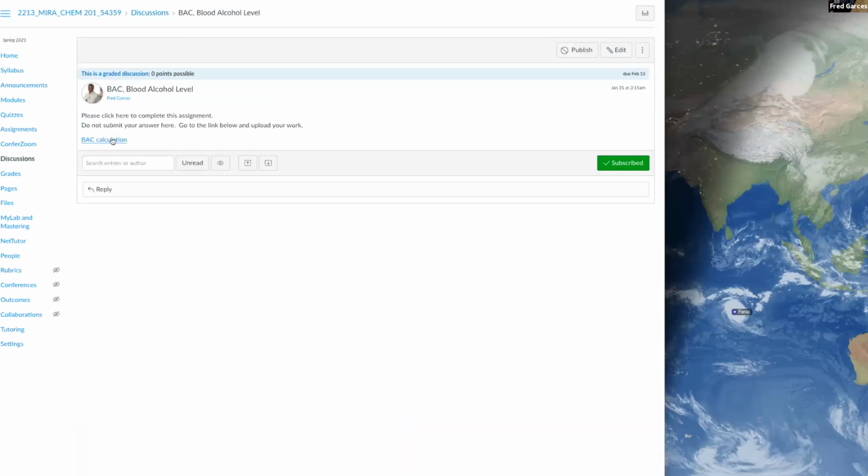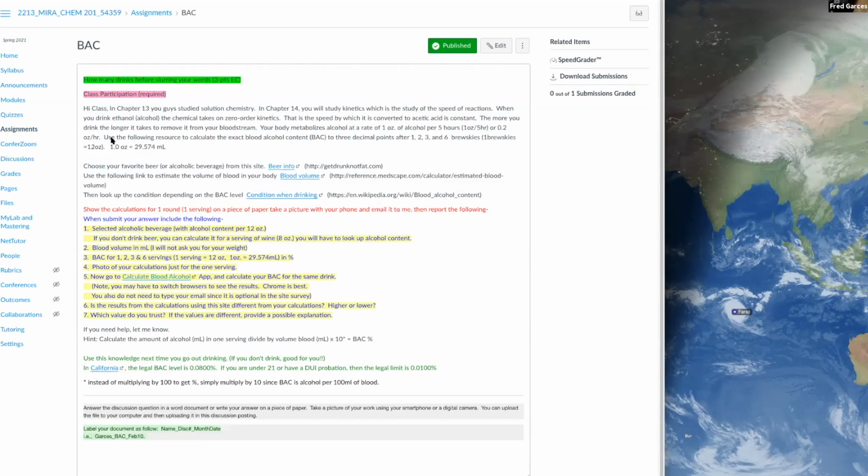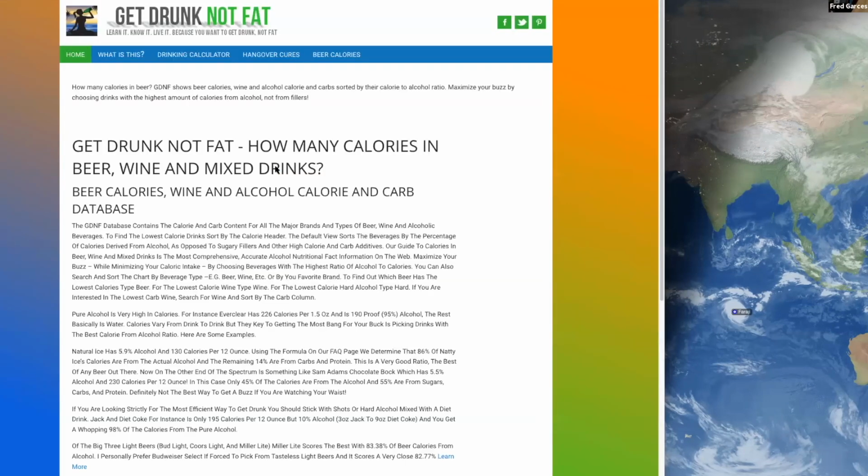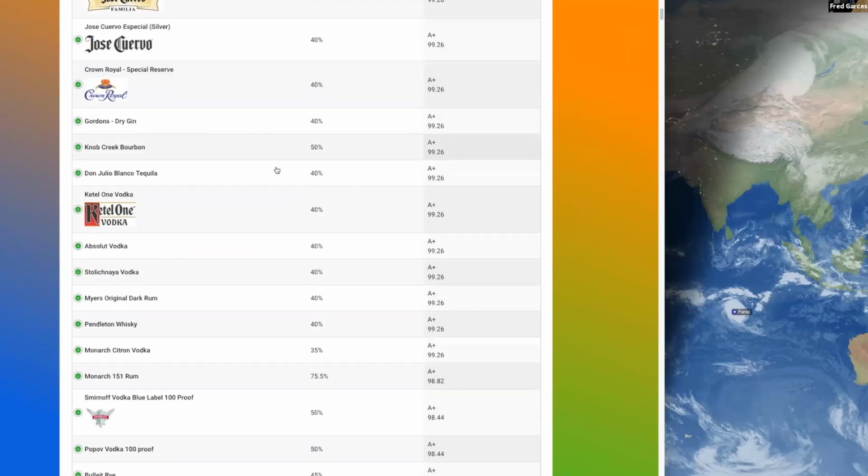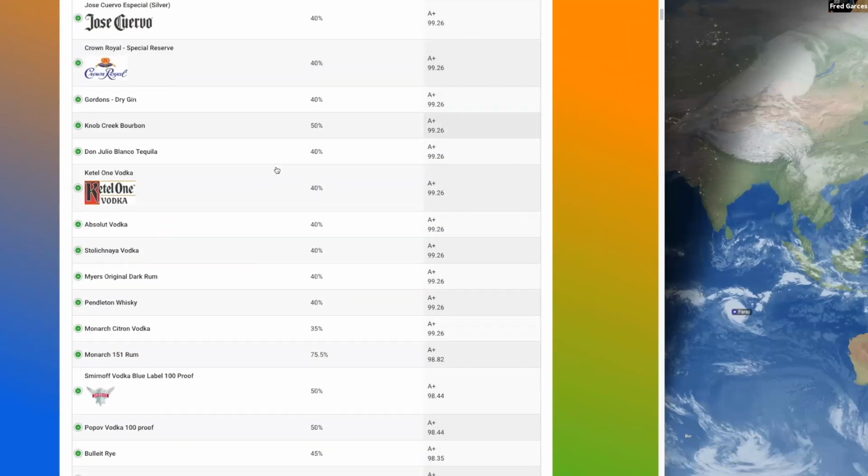You actually have to go to this link, and then it gives you a description of this particular problem. And the problem is find out the beer information. Find your favorite alcoholic beverage. If you don't consume alcohol, fine. Calculate it for some theoretical person, a friend or someone. That's okay. My hat's off to you if you don't consume alcohol. That's fine. But you can still do this calculation.